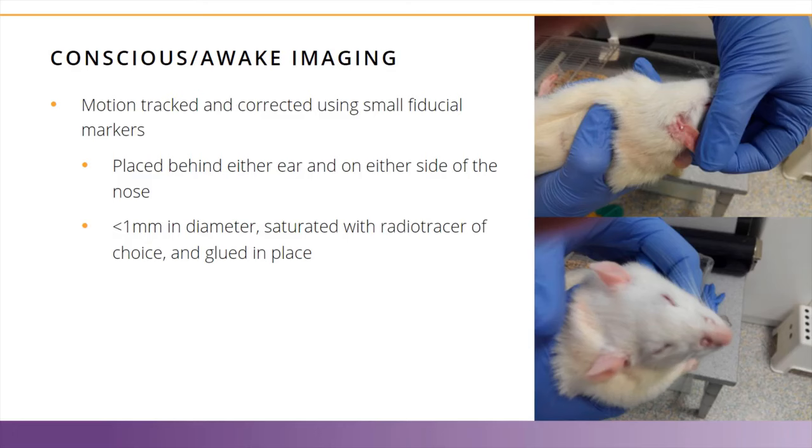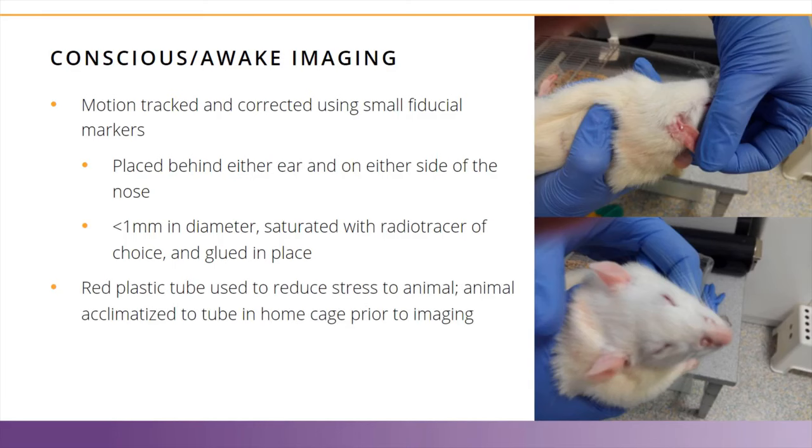The animals are prepared with small fiducial markers placed behind their ears and on either side of the nose. These are small, less than 1 millimeter in diameter, and are saturated in a radiotracer and glued in place. The animals are acclimatized to the red plastic tube in their home cage. This helps to reduce stress that they may experience during the image acquisition, which may affect the resulting images. The images can be acquired or reconstructed as static or dynamic images depending on the study's need.